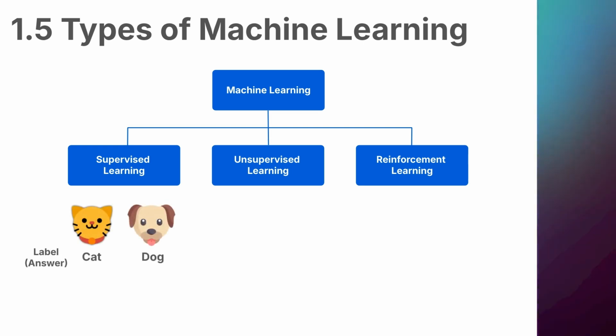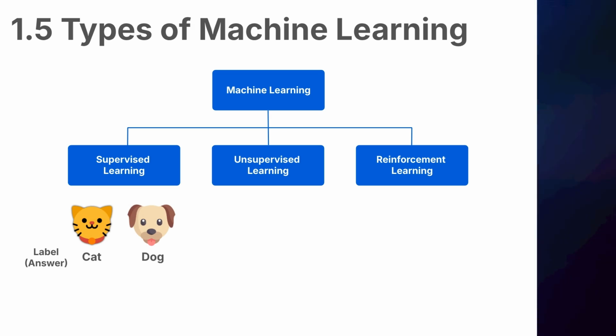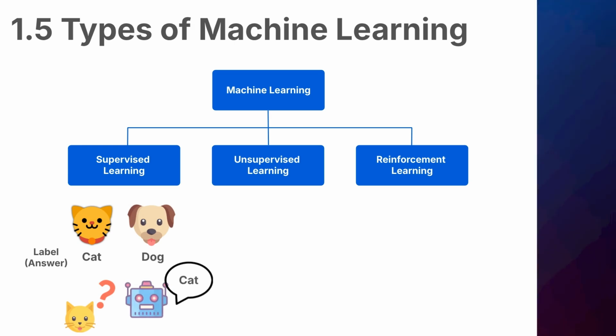For example, if you give a model many images labeled cat or dog, it learns to recognize and classify them correctly. Common use cases are email spam detection, predicting house prices, and recognizing handwritten digits.